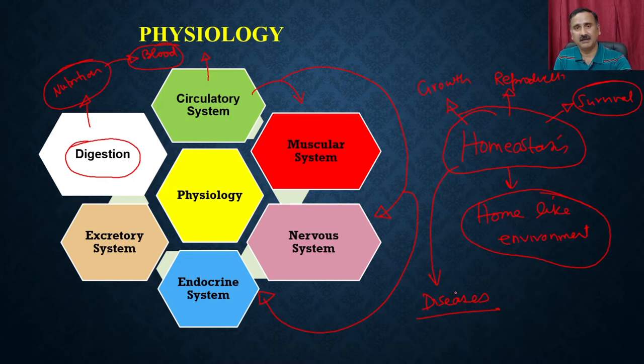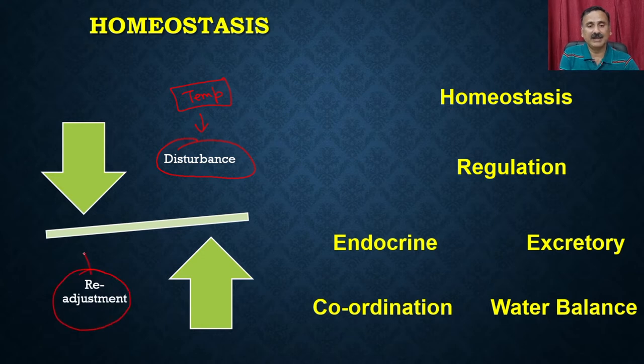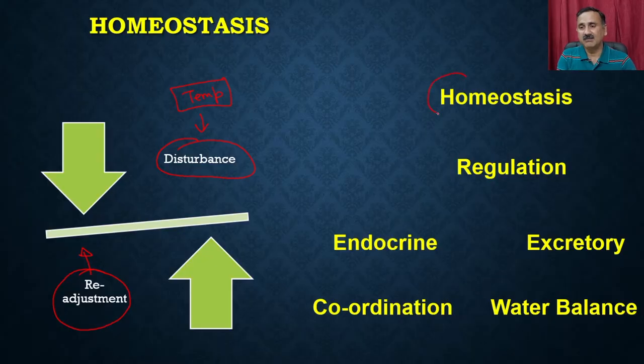And homeostasis is a condition which is always being challenged by different types of disturbing agents. For example, there could be a fluctuation in temperature, right? That is going to be a factor which disturbs homeostasis. Once this happens, there is a regulatory mechanism which readjusts the equilibrium in such a way that it minimizes the disturbance and brings it back. So homeostasis largely depends on many types of regulatory mechanisms.